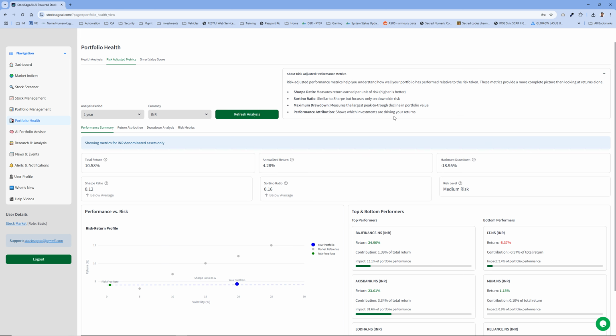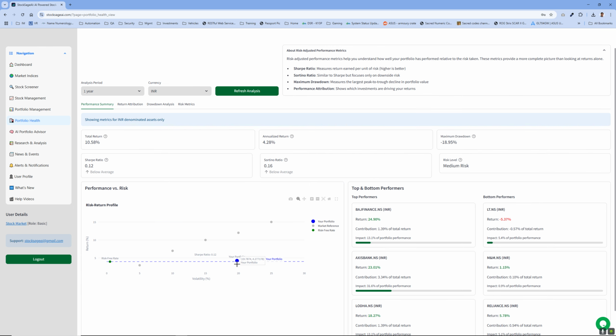This data is calculated on four different parameters: Sharpe ratio, Sortino ratio, maximum drawdown, and performance attribution. Using these, the AI comes up with the overall KPI of where you are positioned in your portfolio with respect to the risk. So we are over here, which is pretty reasonable in terms of the overall risk-free rate. We are somewhere around that only. So from a risk side, we are pretty much covered.